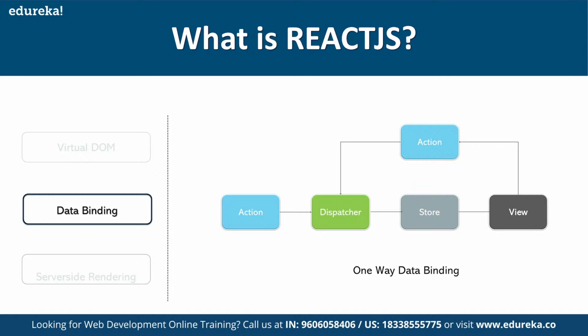And then we have the features for data binding as well. So unlike the other frameworks, React.js follows a unidirectional data flow, or we can say one-way data binding. So the major advantage of one-way data binding is that throughout the application, the data flows in a single direction, which gives us better control over it.